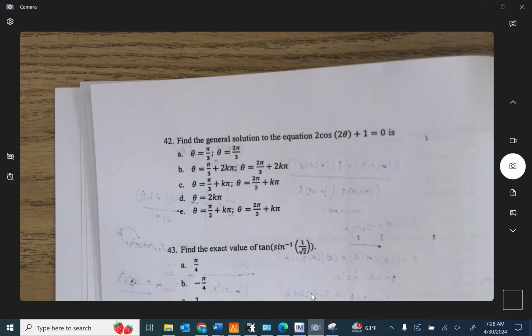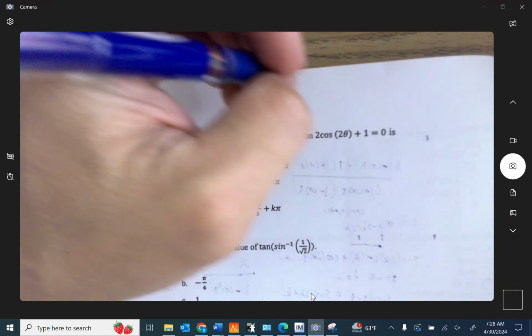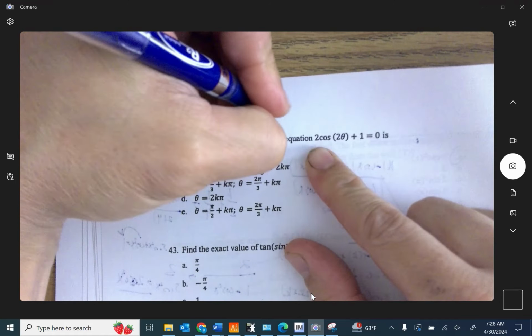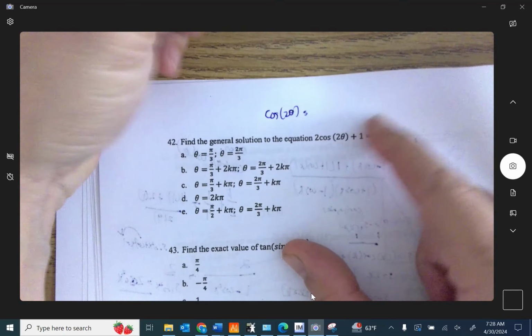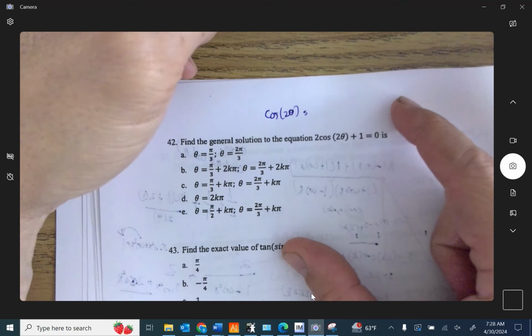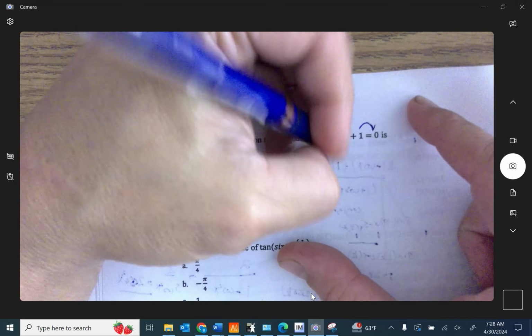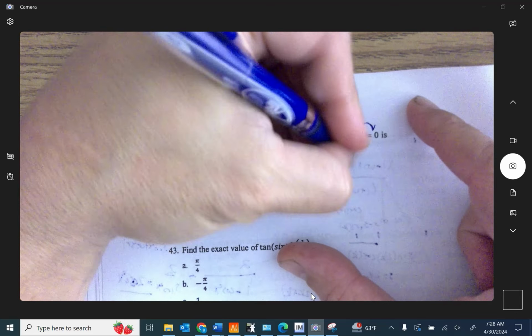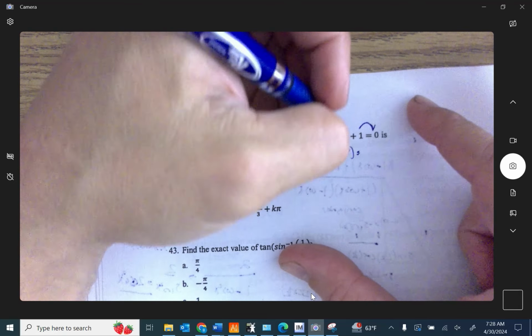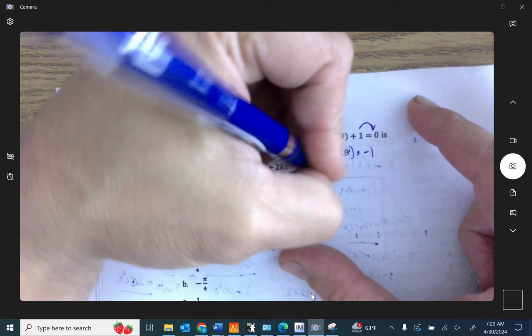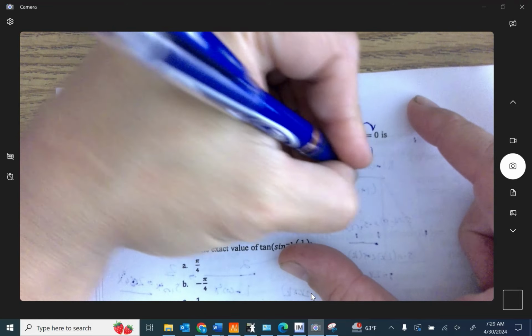Find the general solution to the equation 2 cosine of twice theta plus 1 equals 0. All right. Again, look at your formula sheet. No, I don't need to do this. I'm just going to subtract 1, so cosine of twice theta is negative 1. I'm going to divide by 2, so I'm going to get negative 1/2.